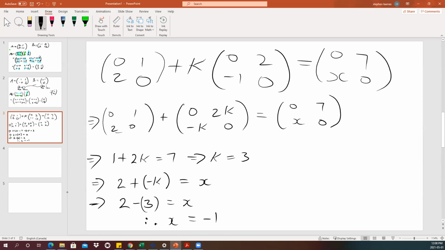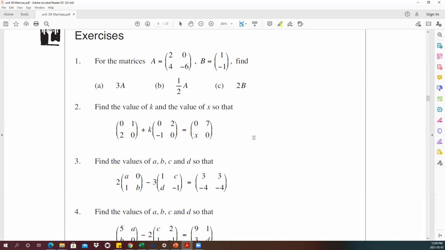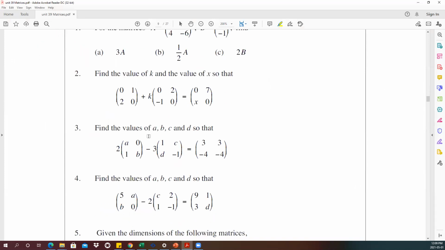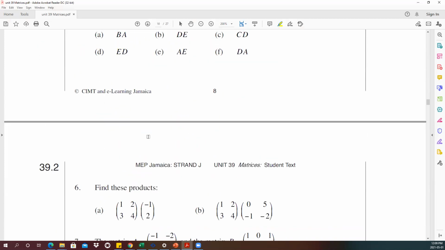So you get what k is. K is equal to 3. And x is equal to minus 1. So it looked interesting, but once I follow the concept, it's a regular question, right? Nothing too frightening. All right. And as I said, everything else is like we saw before.